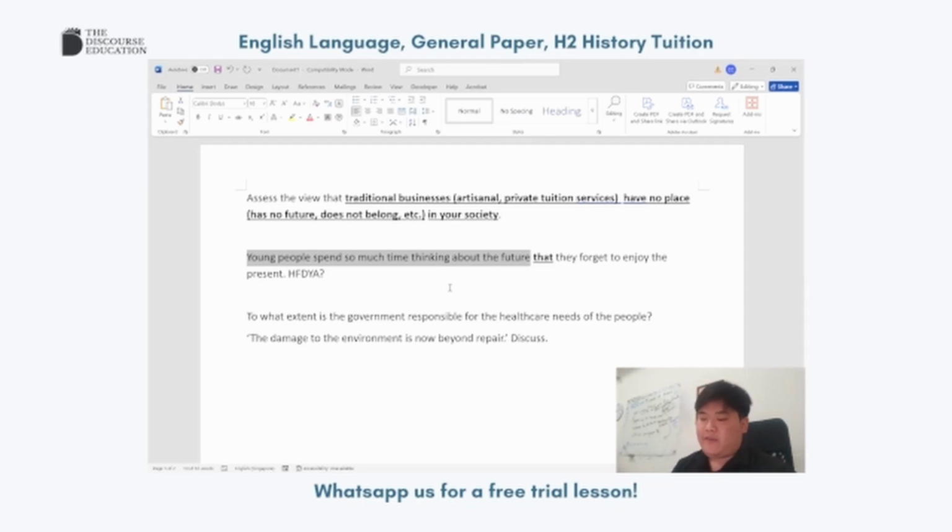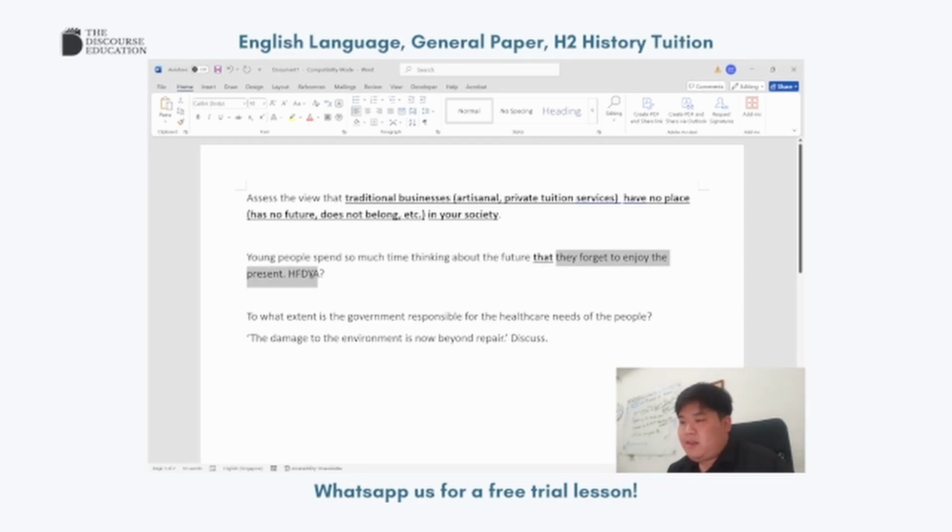Now, what does that future actually entail? We can certainly unpack that further, but we have to first look at what's the topic of discussion, right? The second idea would be they forget to enjoy the present. And again, we can unpack that further.